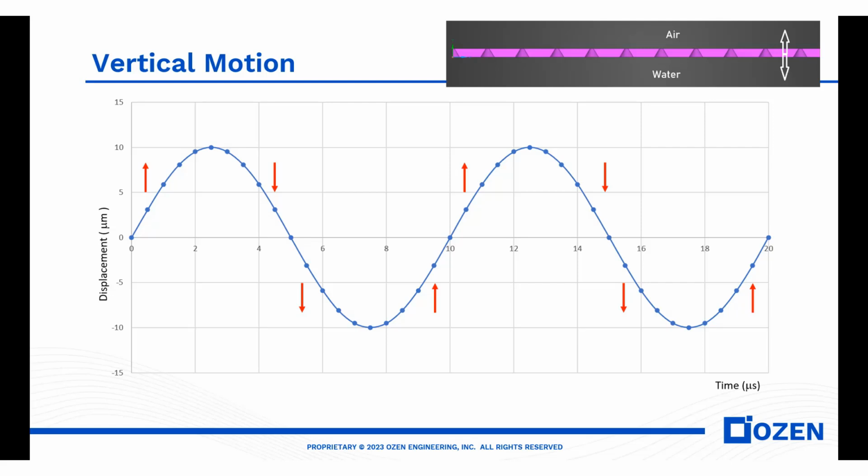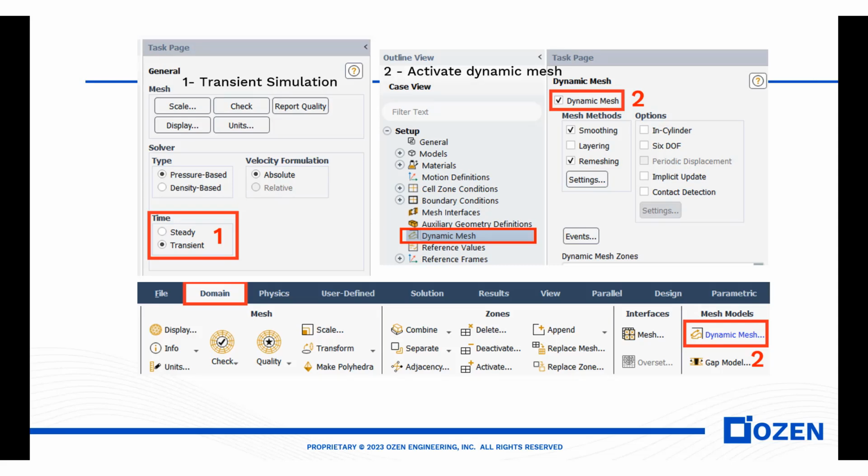So it is like a two cycle of a sinusoidal wave. The good thing about piezoelectric actuators is that we can produce a controlled motion with a specified amplitude and a specified frequency. So a quick review of what steps you need to do in Fluent.